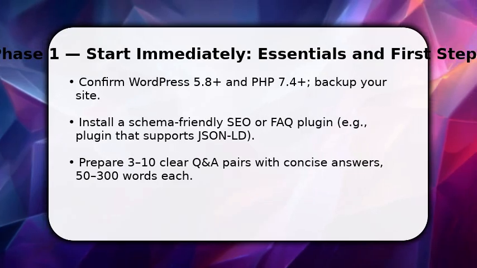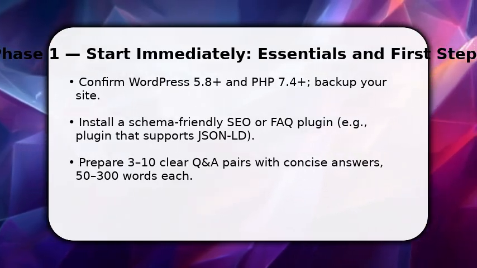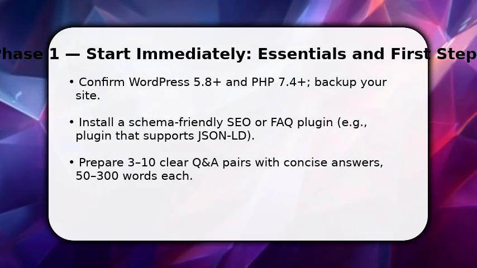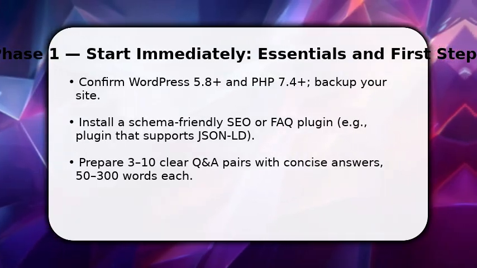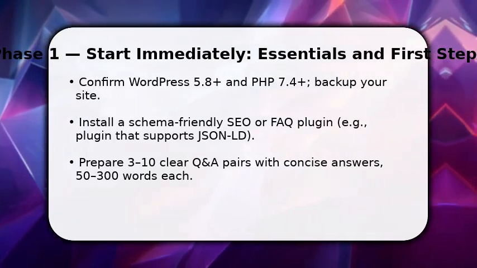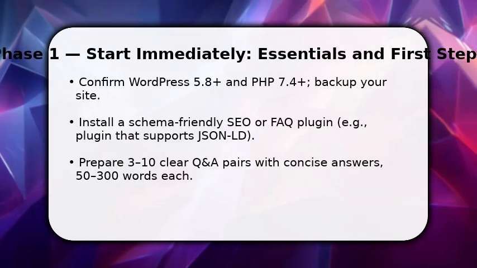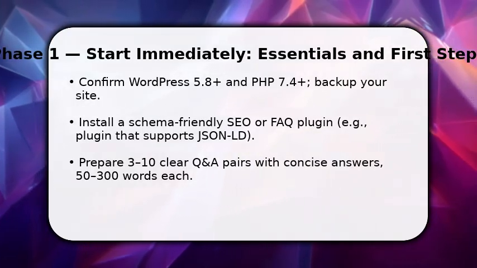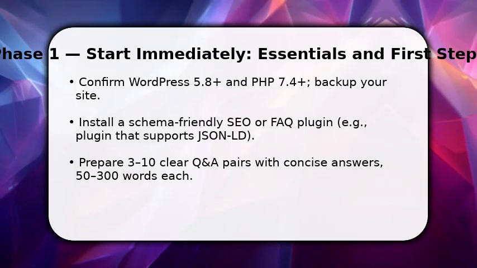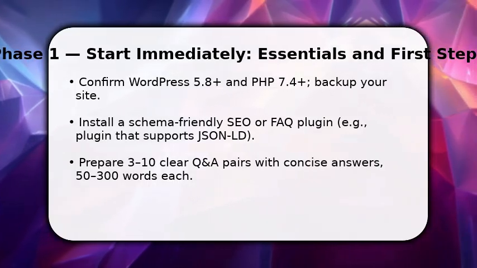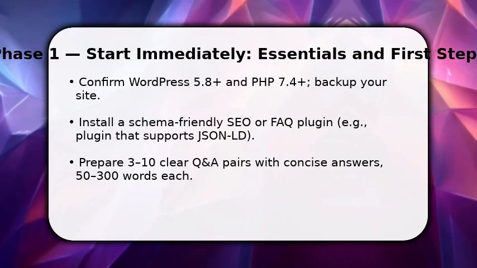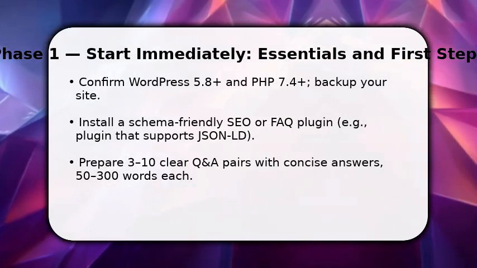You start by making sure your site meets the basics, then act immediately. Install a JSON-LD-capable FAQ plugin and keep a recent backup. This protects you if something breaks. Once done, collect 310 question and answer pairs that are concise and accurate because search engines prefer clarity. Make sure each answer directly resolves the question.